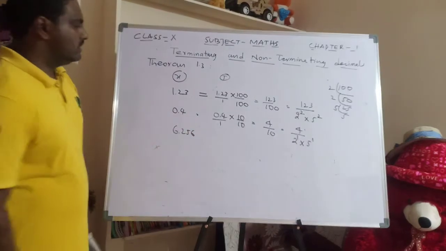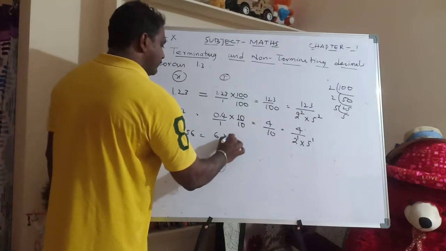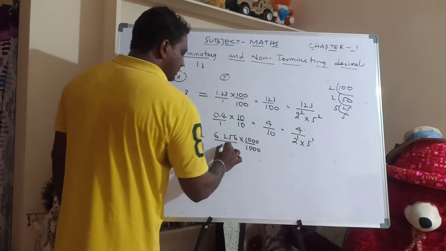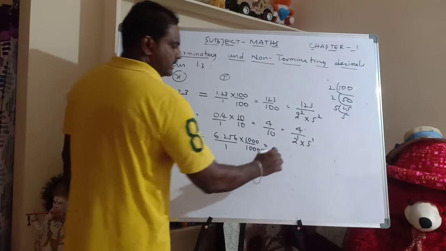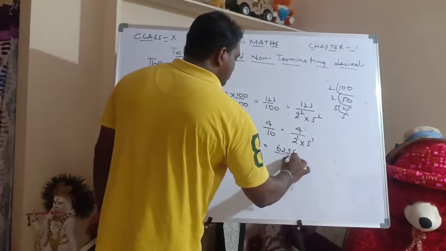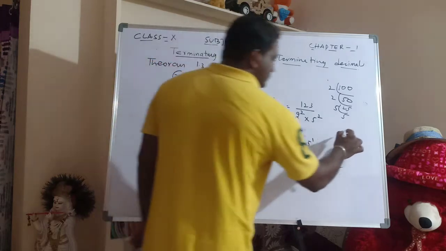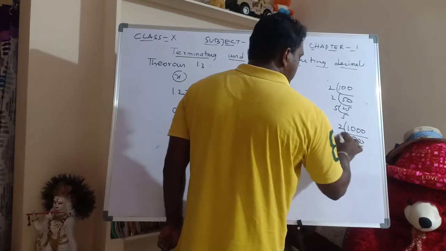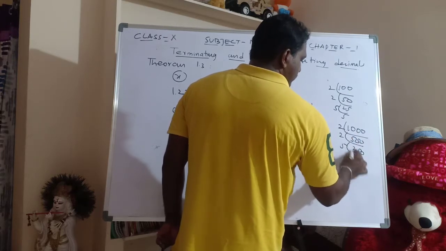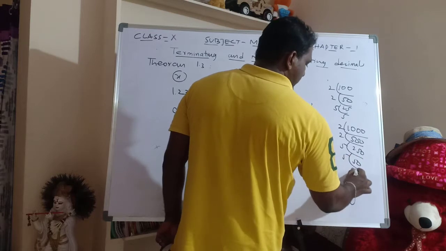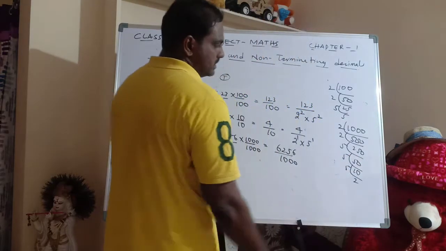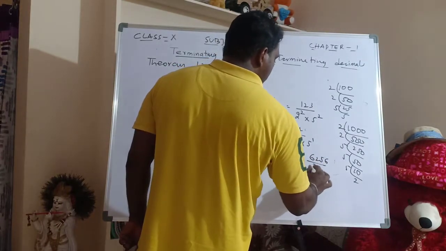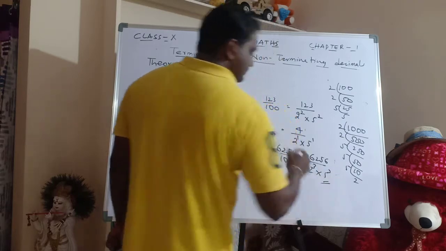6.256. Then what is the answer? 6.256 into 1000 by 1000. Why 1000? Because after the point 3 digits are there. What is the answer? 6256 by 1000. How to write 1000? It's very simple. Prime factorization. 2 500s, 2 250s, 2 125s, 5 25s, 5 5s. So how many 2s are there? 1, 2, 3. That means 6256 by 2 power 3 into 5 power 3.